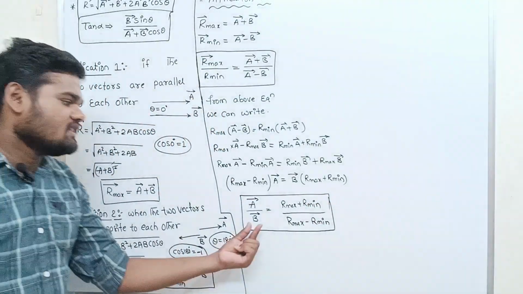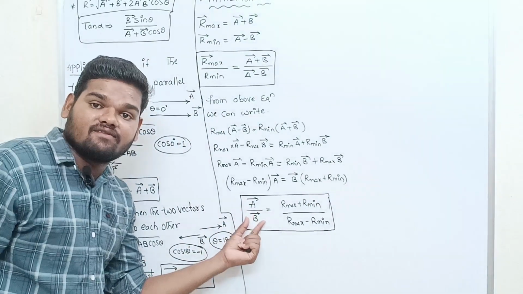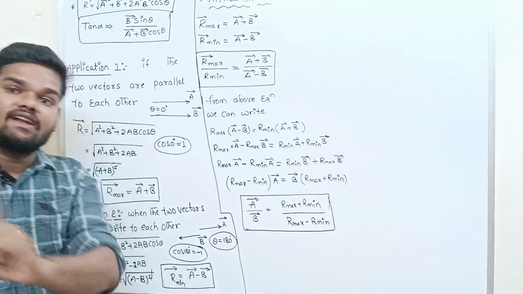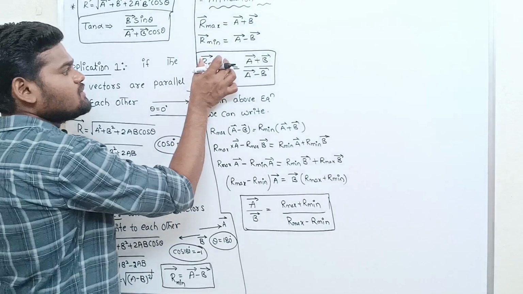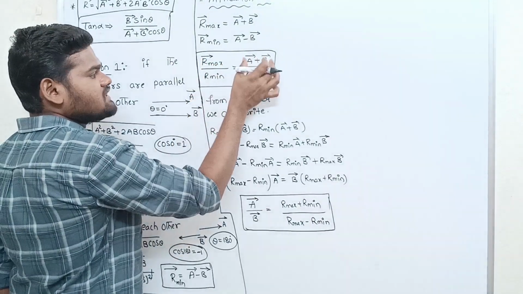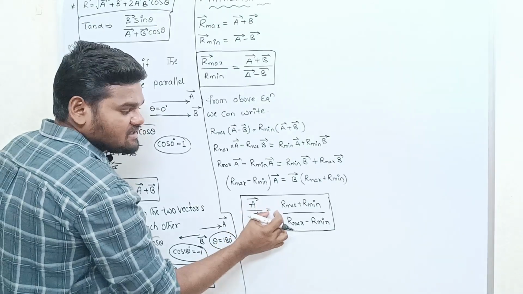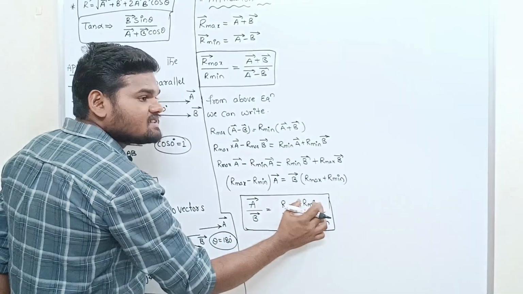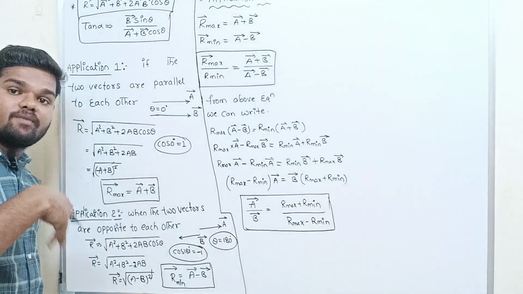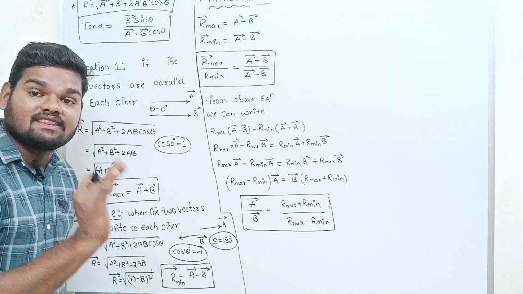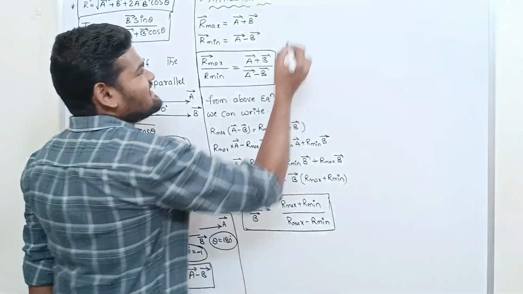So this is also the formula for a bar and b bar vectors in terms of maximum and minimum resultant vectors. So r maximum by r minimum is equal to a bar plus b bar by a bar minus b bar, or a bar divided by b bar is equal to r maximum plus r minimum divided by r maximum minus r minimum. Is it clear? Any doubts? Simple mathematics.